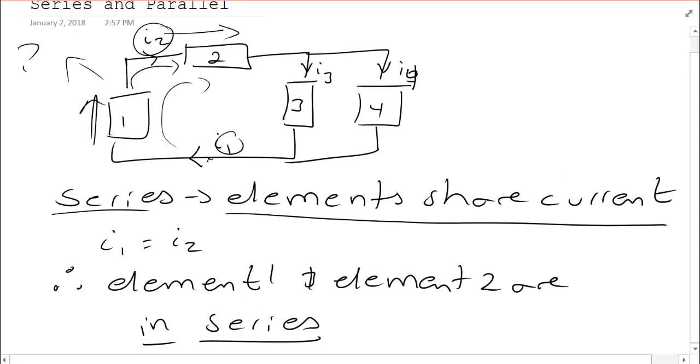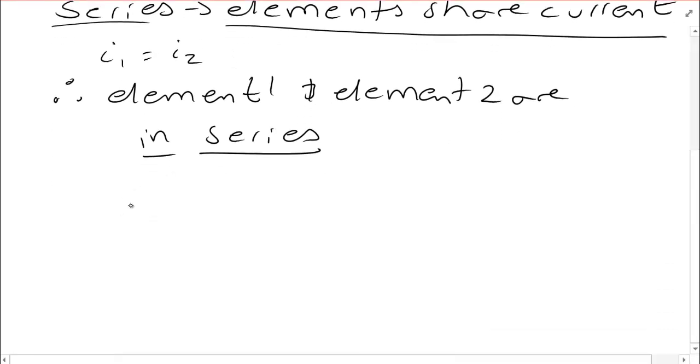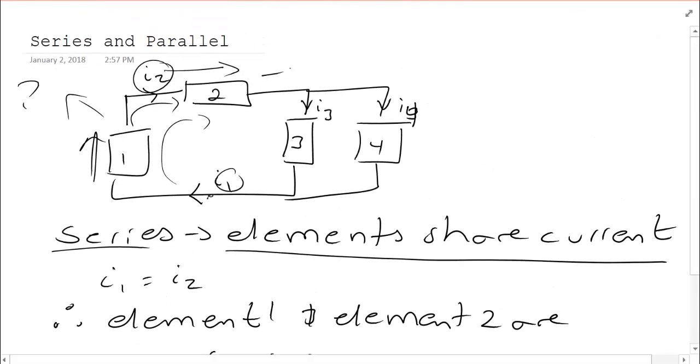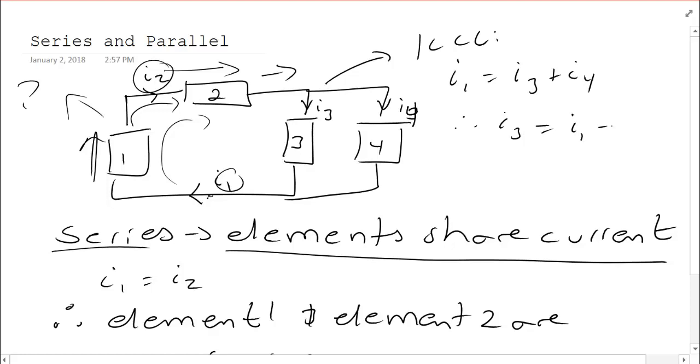Now, let's look at I3. The question is, is I3 the same as I2? Well, we know from Kirchhoff's current law that I3 is actually equal to I1 minus I4. How did I know that? Going back here, incoming I have I2, which is the same as I1. Outgoing I have I3 and I4. So KCL tells me that I1 equals I3 plus I4, or I3 is I1 minus I4.